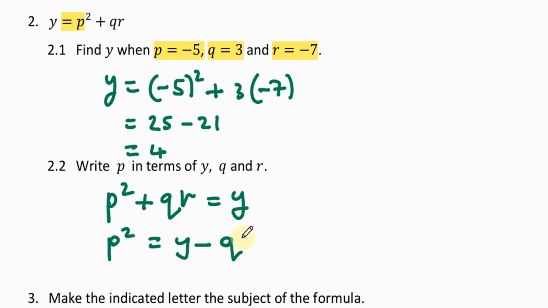So y minus qr. Now we want to get rid of the square here, and we can do so by simply taking the square root on the right-hand side. And then, of course, plus or minus.